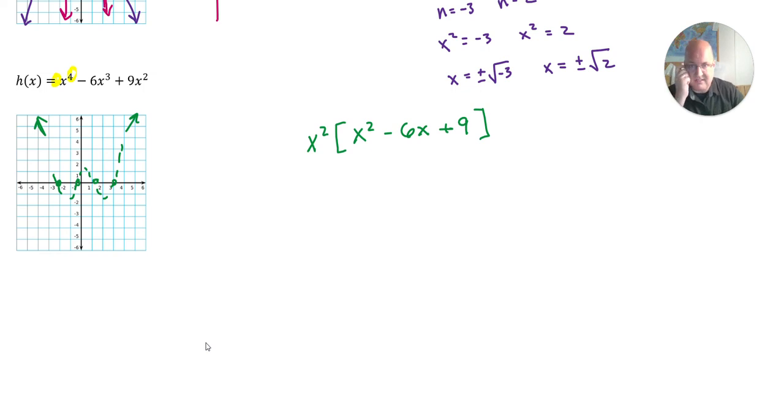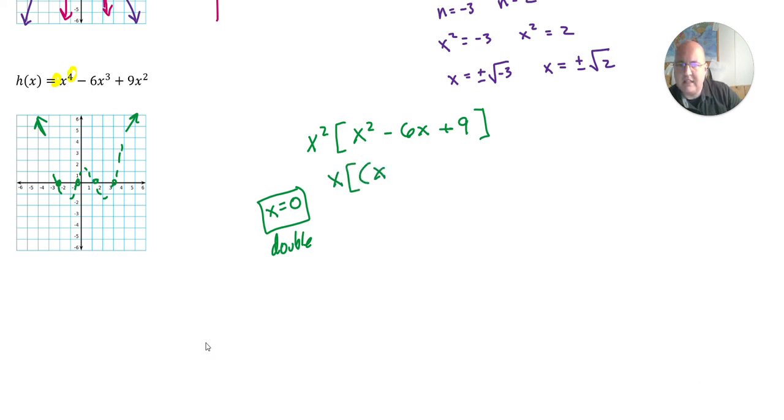There's x and x, so there's actually 2 zeros. So 0 is a double root. So x equals 0 is a root, and we would say that's a double root, right? Because there's 2 x's that are factors.